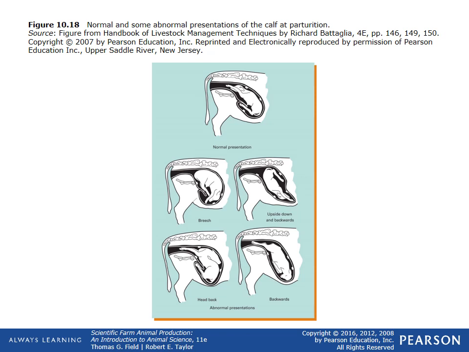So keep in mind, be vigilant on normal versus abnormal presentations. And anything abnormal or calving difficulty or birthing difficulty, that is technically called dystocia, and hopefully you're tracking those rates at home.